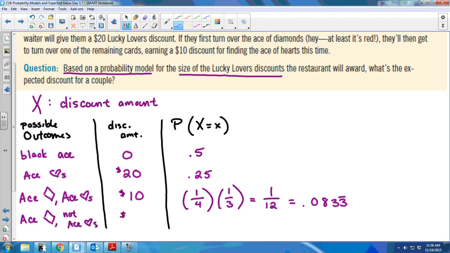So in that case, if you draw the ace of diamonds and then you don't draw the ace of hearts the next time, what's your discount going to be? 0. And so we need to find that probability. Well, that's still 1/4, but this time it's times 2/3. So you have 2/12 or 1/6. 1/6 repeating.